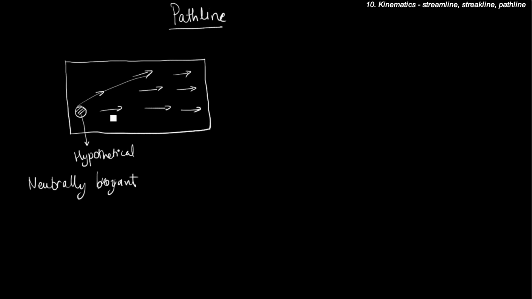So neutrally buoyant particle means a particle which is not affected by the difference in density between the fluid and the particle, and we will track the motion of the particle as it goes through the flow. So this is a Lagrangian tracking technique. Why does the particle need to be neutrally buoyant?